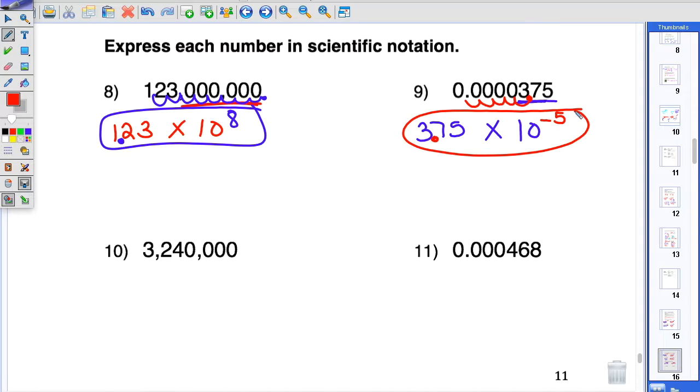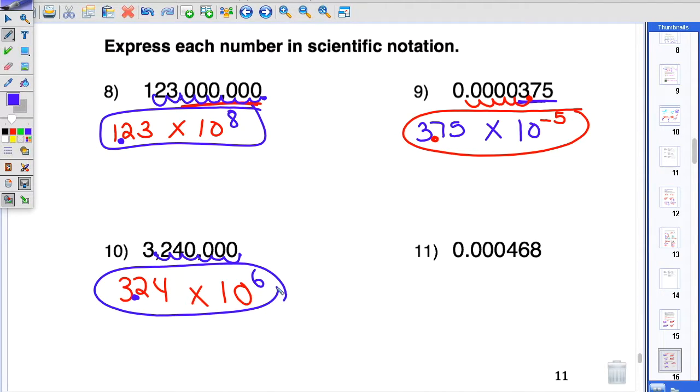Number 10, 3,240,000. So start by writing your digits that are not 0 and multiply it by a power of 10. Go to your end where your decimal point is and move it to the front until it falls between a number between 0 and 10, which would be your 3. So it's 3.24 times 10 to the 6th power because we moved our decimal point 6 places, so it falls behind the 3.